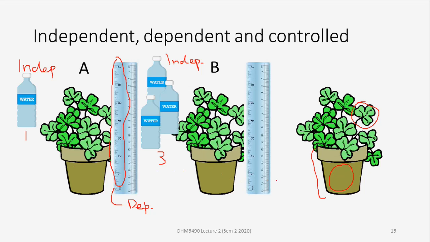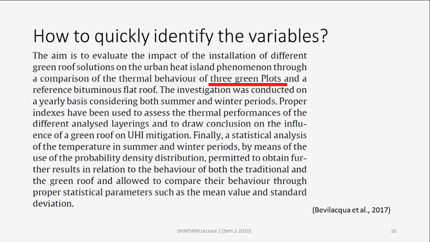I control those variables that are not of my research interest. I'm totally not interested in other factors. I'm only interested in irrigation water as the independent variable. Then let's go to some realistic examples. How to quickly identify the variables.